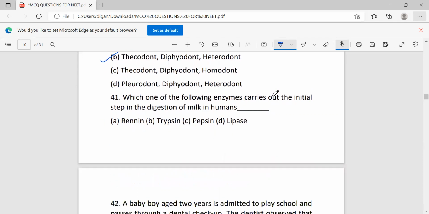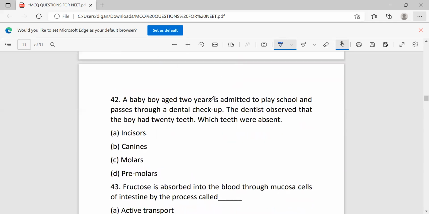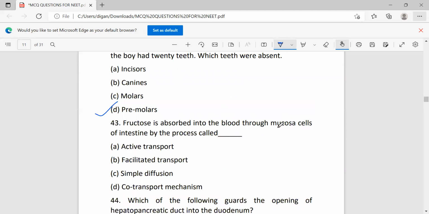Next, 41, which one of the following enzymes carries out the initial step in digestion of milk in humans? For 41, the correct option is rennin. 42, a baby boy aged 2 years is admitted to play school and passes through a dental checkup. The dentist observed that the boy has 20 teeth, which teeth were absent? Correct option is premolar, because premolars are present in permanent teeth only.